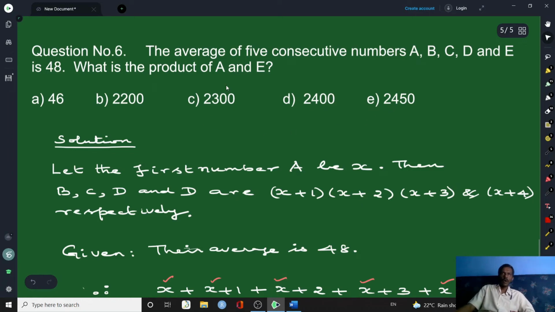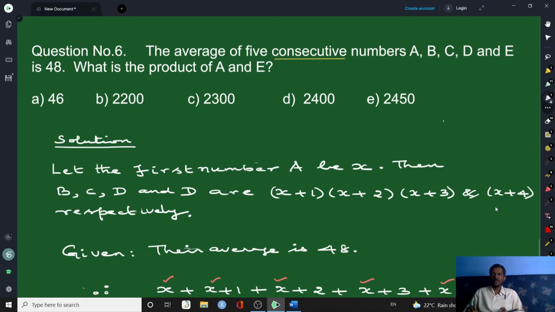Now what we do is, let us take the first number A to be X. Then the consecutive numbers B, C, D and E are X plus 1, X plus 2, X plus 3, X plus 4. Now you may ask, why have we taken X plus 1? Because the numbers are all consecutive. That is the question that we have to answer.